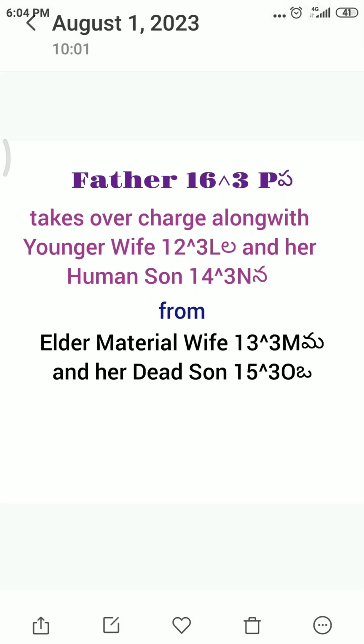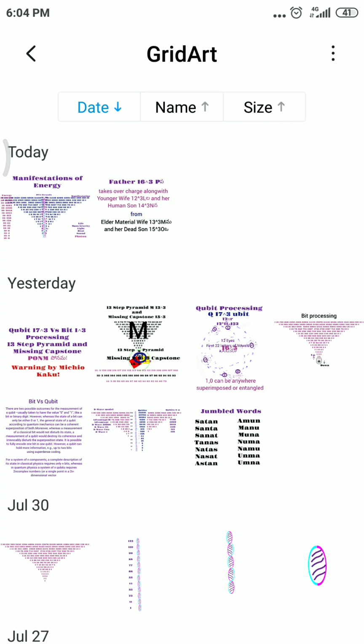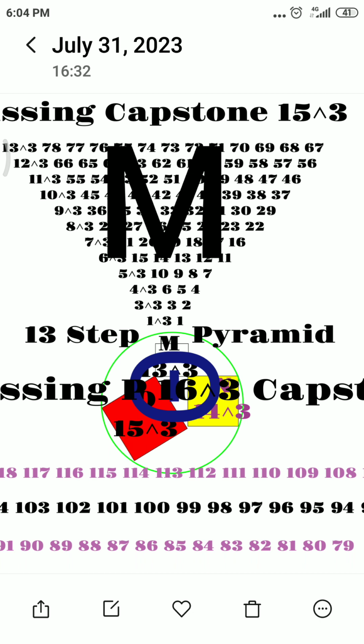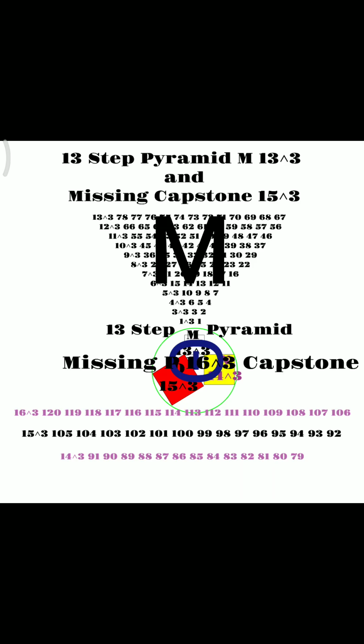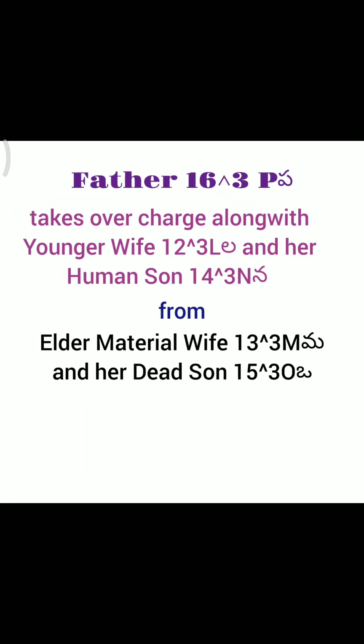But today, I had one more subject to discuss. This was not exactly a subject. I just wanted to tell you about the completion of this capstone. The 16 cube is the father figure. This 15 cube is O, 13 is M, 14 is N. So far we had O in M, but right now, in the phase of evolution we are in, the 16 cube is about to form.